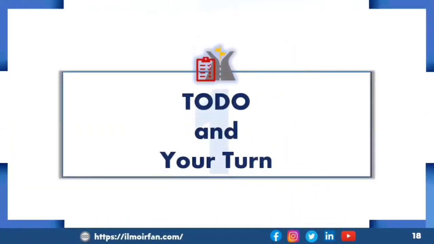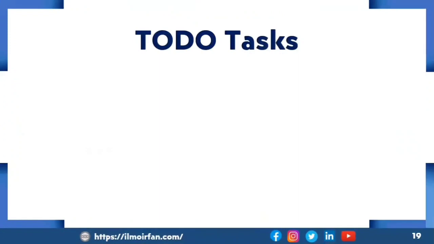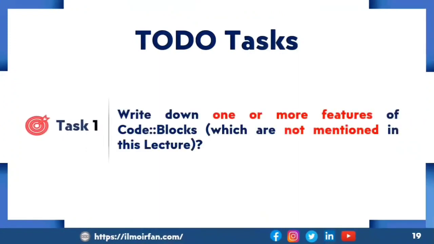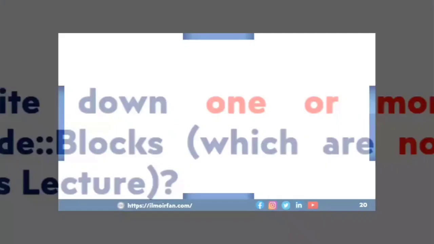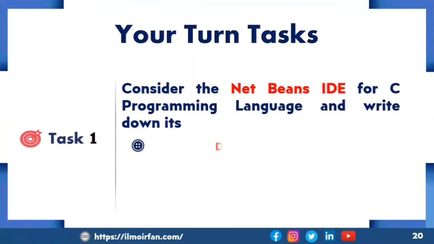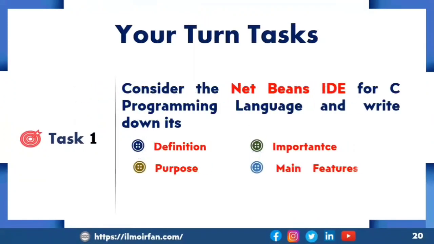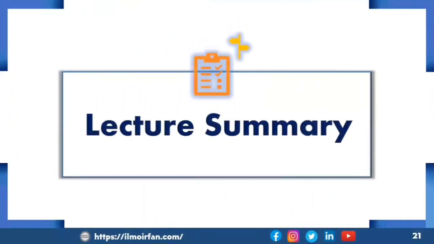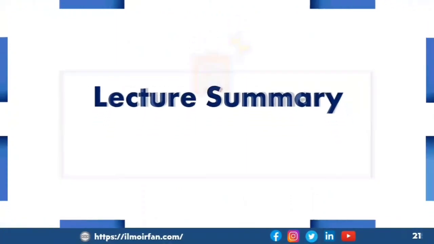To do and your turn task. The to-do task for this part of lecture is write down one or more feature of code blocks which are not mentioned in this lecture. Your turn task is consider the NetBeans IDE for C programming language and write down its definition, importance, purpose, main features, and system requirements. After discussing basics of code blocks, now let's move to lecture summary.